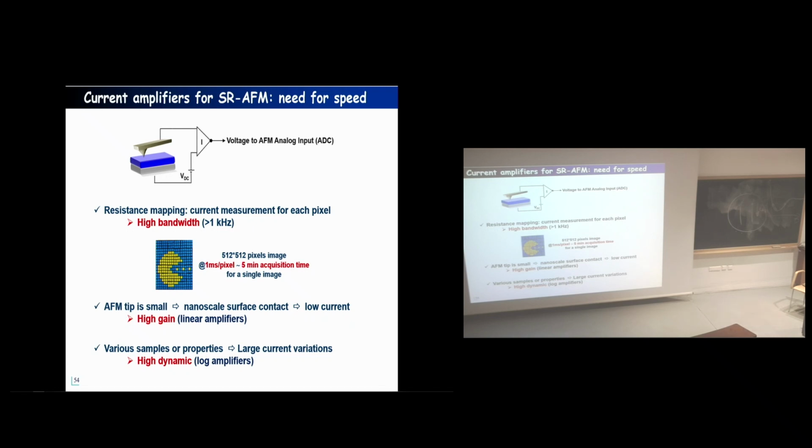What do you want for your current amplifier? Of course, you want everything at the same time. You want something with high bandwidth to be quite rapid and measure an image in a reasonable time. You want high gain to measure the lowest current possible. But you want high dynamics too. And most of the time, you have to make a choice here.